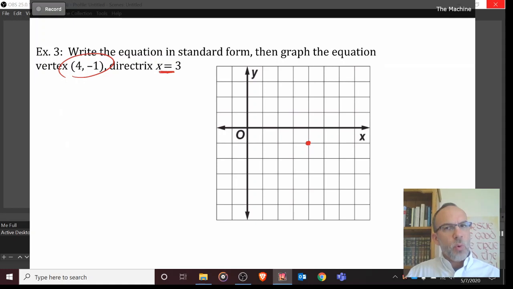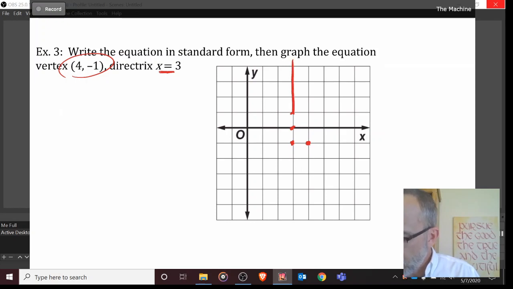Is the directrix a point or a line? It's a line. What kind of line is x equal to 3? It means all x's are 3. So that means here's an x of 3, and here's an x of 3, and there's an x of 3. Here's the directrix.